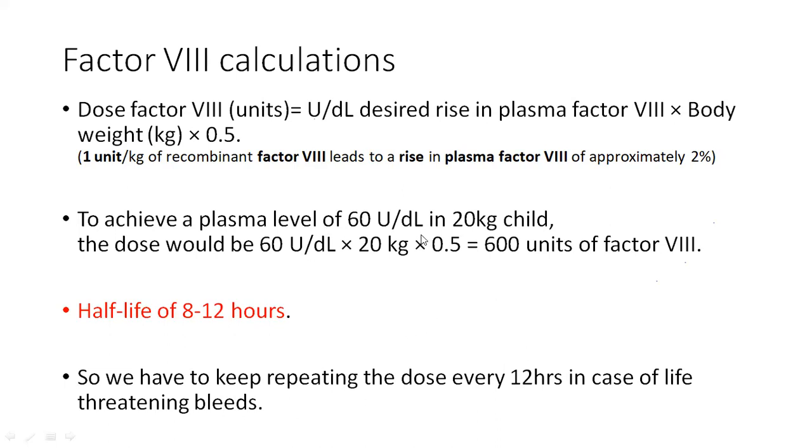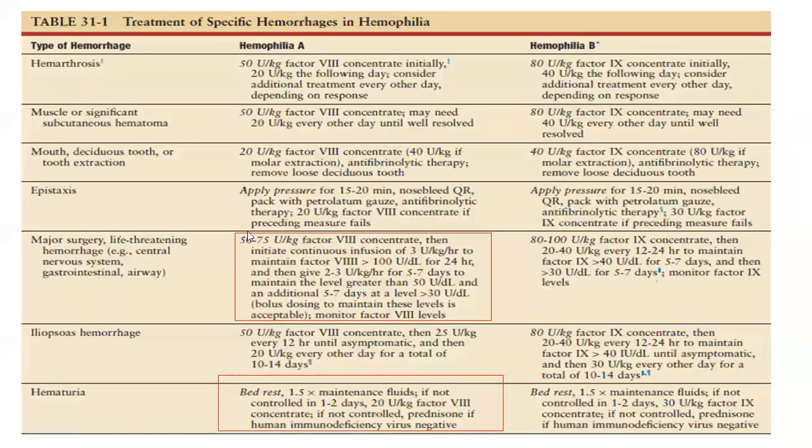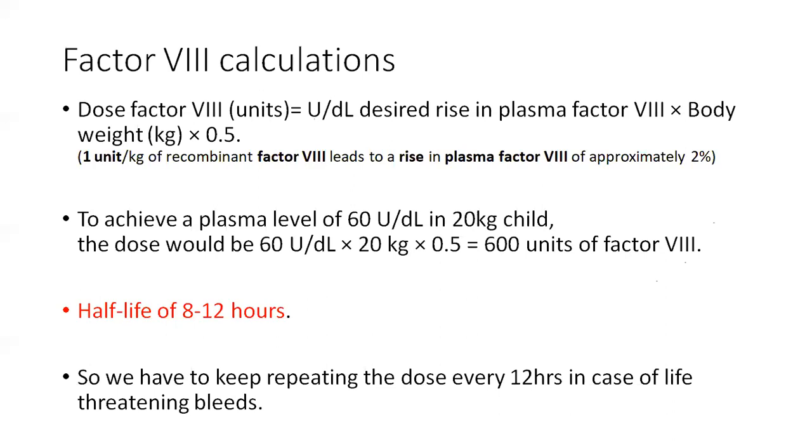For IC bleed, you need to maintain the factor above 100 units per dL for 24 hours. That is the standard practice. So for the initial 24 hours, maintain it above 100 units, and for the next 5 days, maintain it above 50 units. Depending on the weight of the child, you need to calculate how much to give, 12th hourly. For IC bleed you need to replace 12th hourly, but the ideal recommendation is to give a continuous infusion.